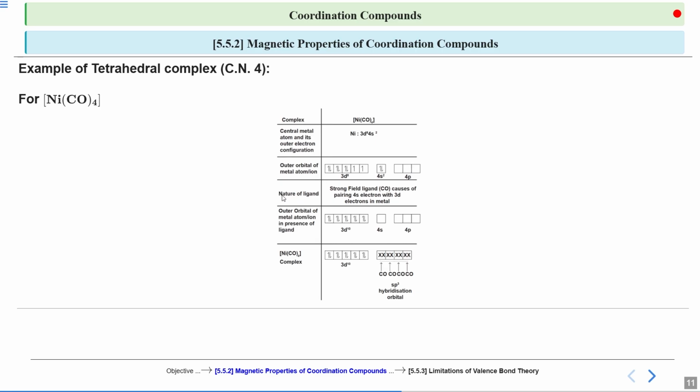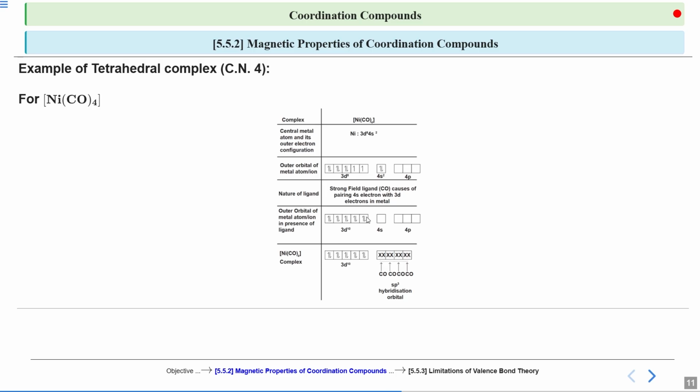Now, we have nickel here in the zero oxidation state, because the carbonyl ligand present causes the metal to exist in the lowest possible oxidation state, or zero oxidation state. So nickel has zero oxidation state. That means its configuration of 3d8 4s2 remains as it is. So we now focus on the nature of the ligand present. Here we have the carbonyl ligand, which is a strong field ligand as per the spectrochemical series, which causes the pairing of the 4s electrons with the 3d electrons in the metal.